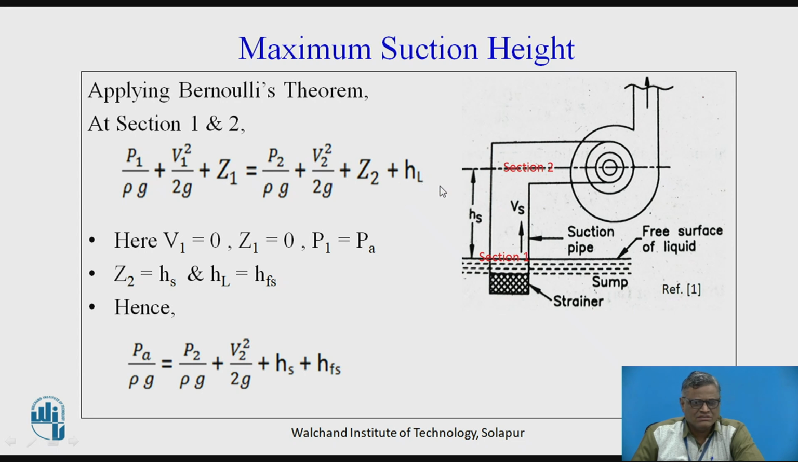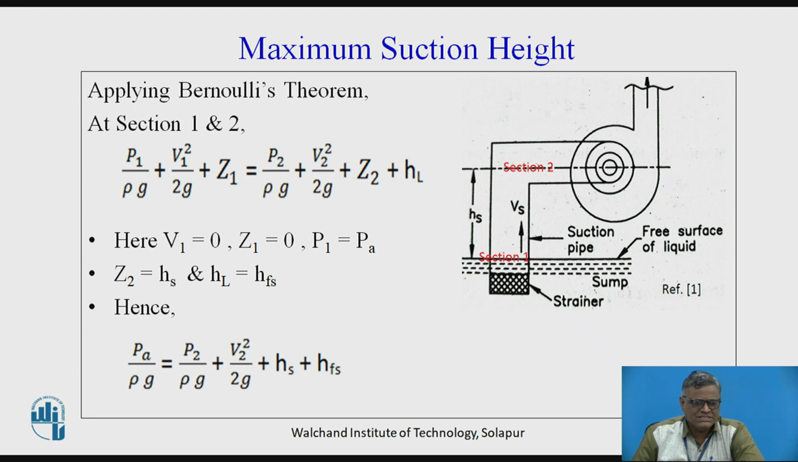Now at the free surface of the liquid, whatever fluid particles are there, unless and until they enter the suction pipe, the velocity will be 0. So V1 is equal to 0. Considering the datum passing through section 1, we have Z1 equal to 0. Then at the free surface of the liquid, we have atmospheric pressure, so P1 is equal to atmospheric pressure PA.